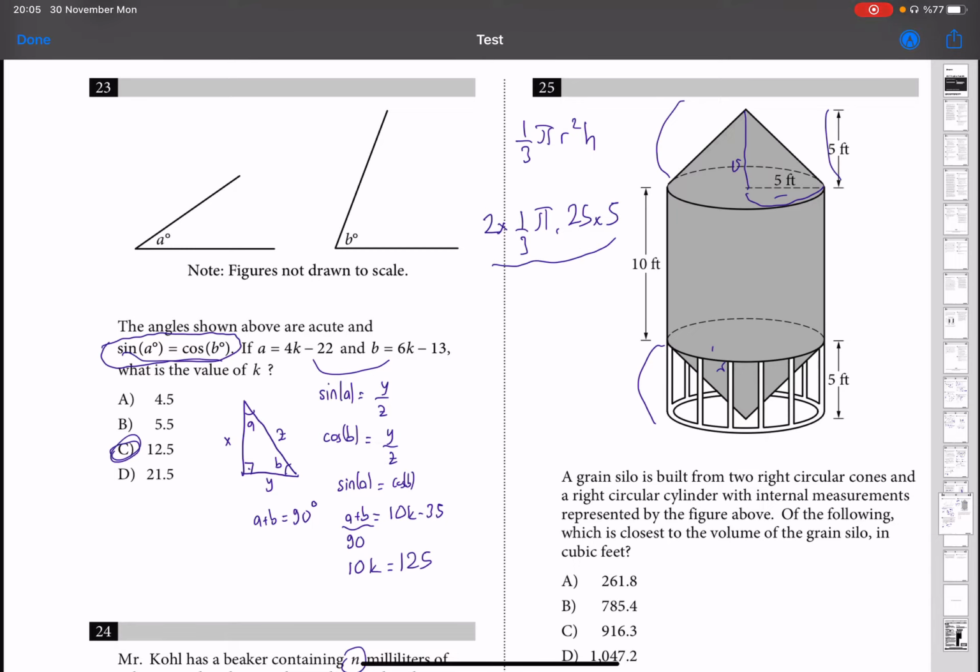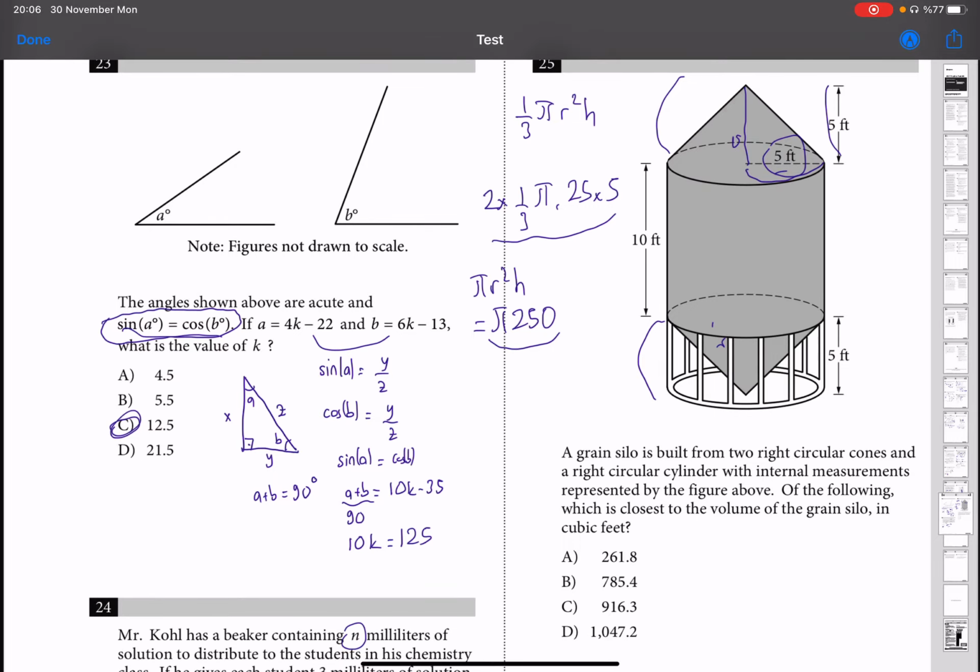Okay, we found the volumes of the cones, so let's find the cylinder's volume. It is pi r squared times height. In our case, it is pi times r, which is again 5, r squared is 25, and height is 10 feet, so the volume of the cylinder is 250 pi. Let's add the volume of the cones and the cylindrical shape by using a calculator.